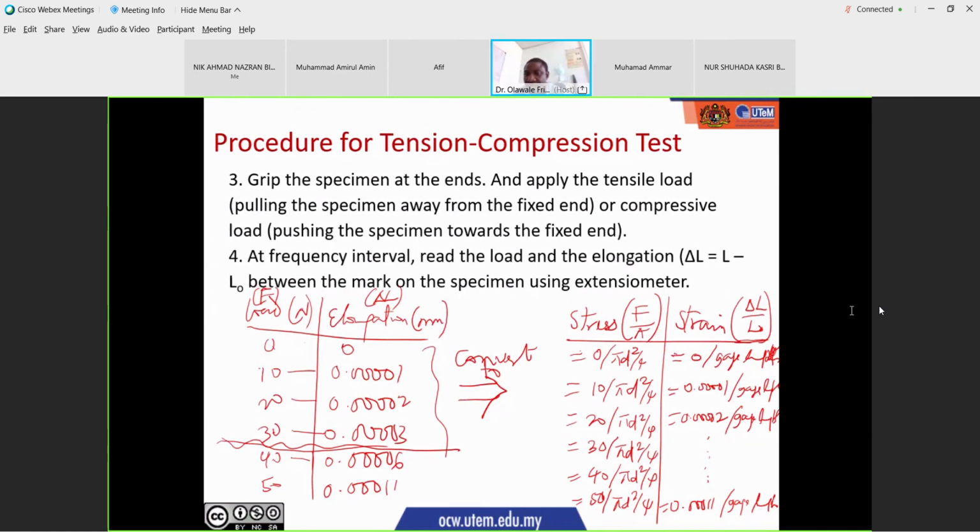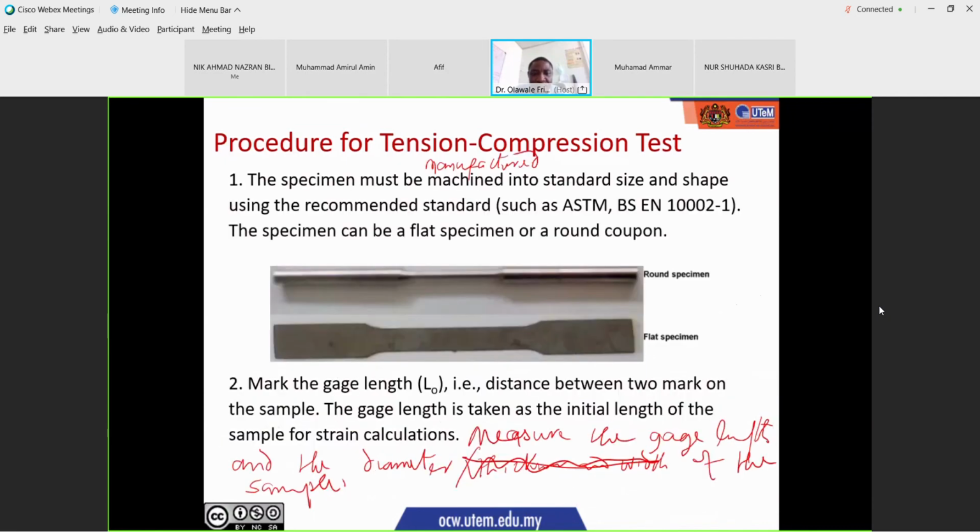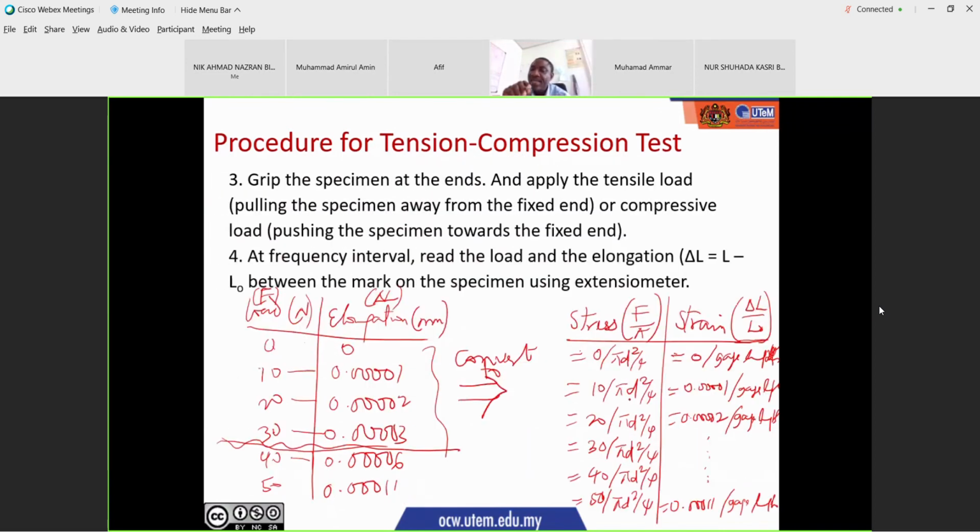Now, let's look at this. Here, I tried to calculate this stress. And I said for this point it is 10 divided by pi d squared all over 4. Now, you remember that this d was the one you measured initially before the start of the experiment. Is that true? Here, you measure your diameter here. So this is your d. Here your d is the d you measured before the start of your experiment.